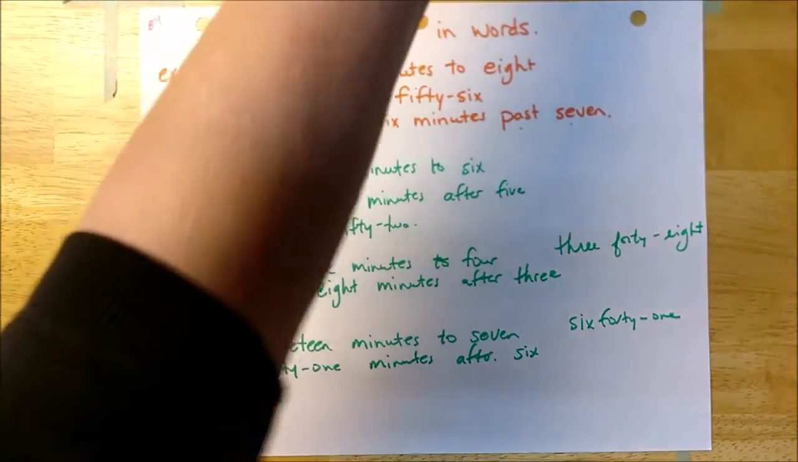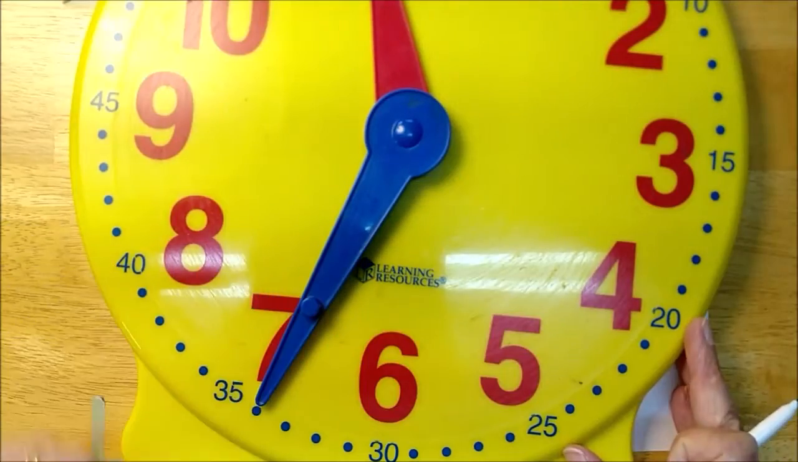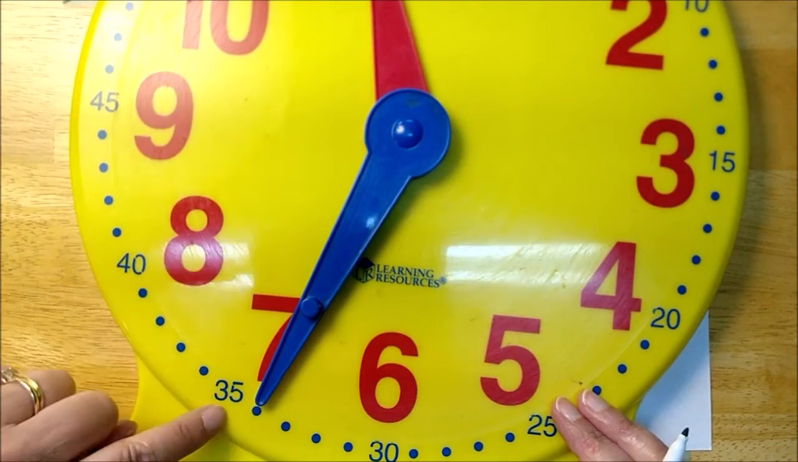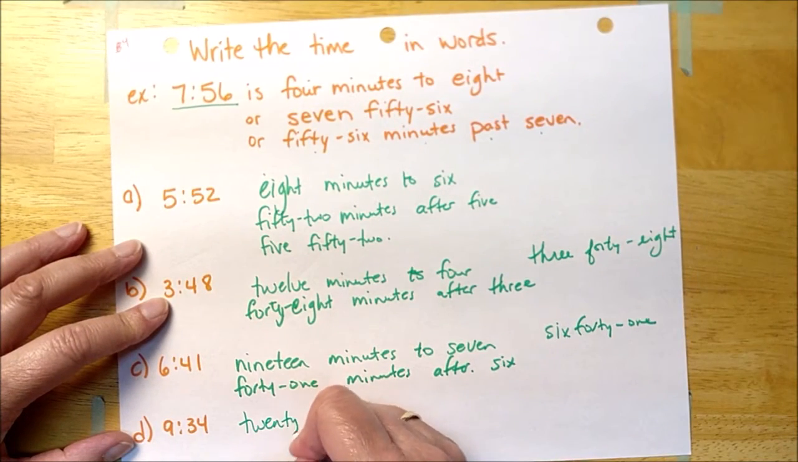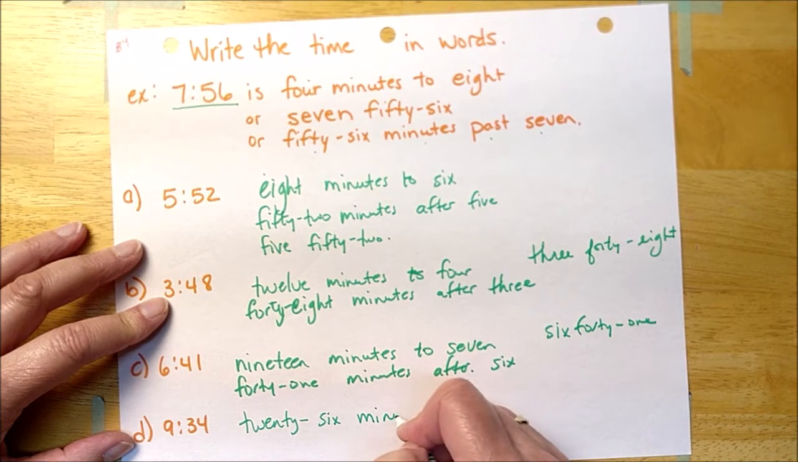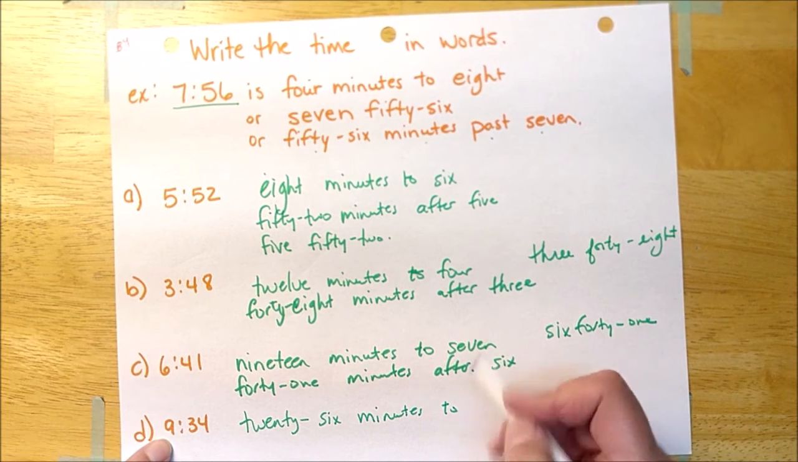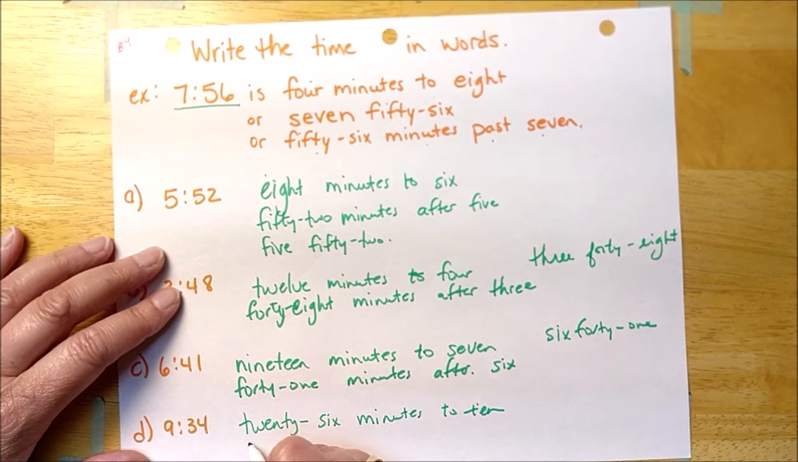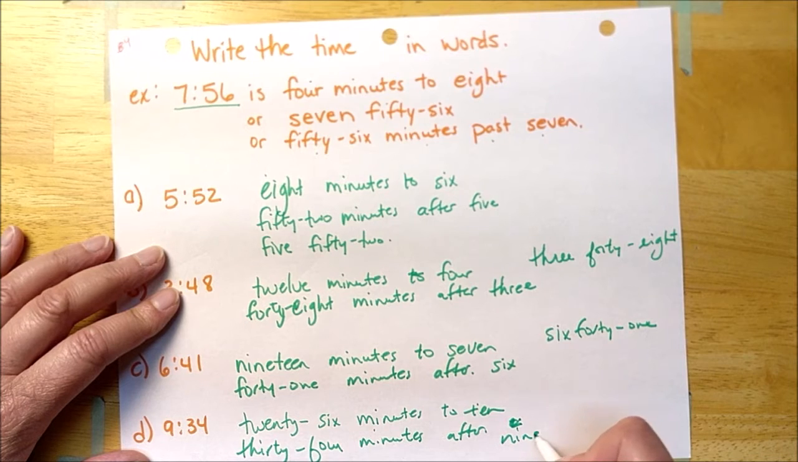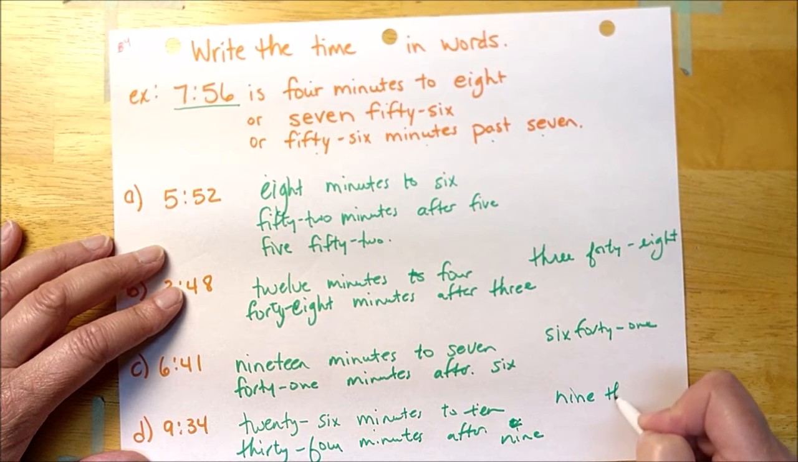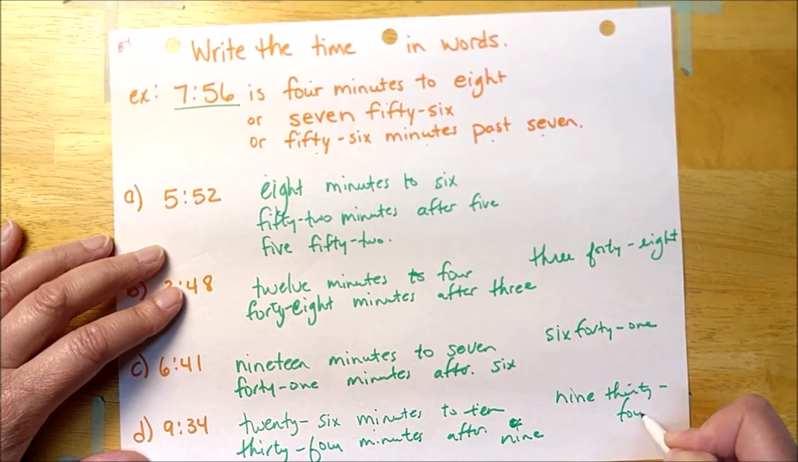And we got the last one, 9:34. So if it's 34 minutes, I go 5, 10, 15, 20, 25, 26 minutes to. So it's 26 minutes to, now it's 9 to 10. I could say it's 34 minutes after 9. Oops, I'm supposed to do this in words. Or I could say it's 9:34. So those are all different ways to tell those times.